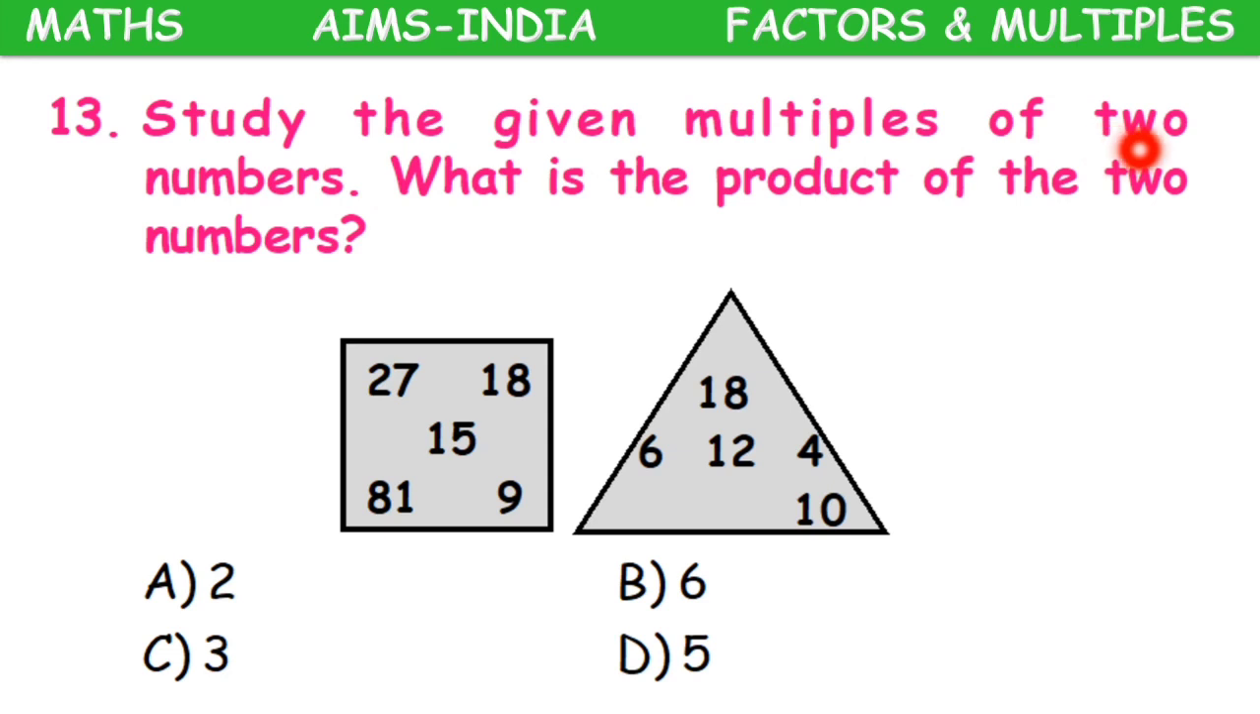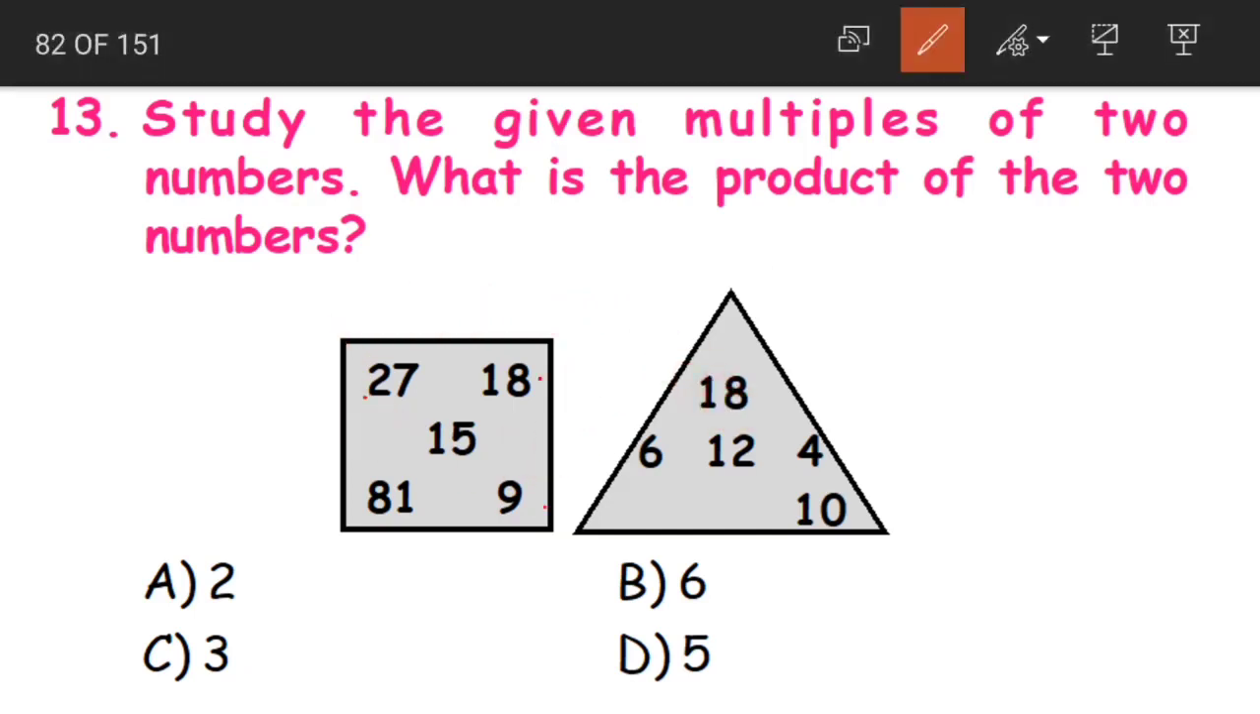Next, study the given multiples of two numbers. What is the product of the two numbers? See, here we are having two boxes. Now the numbers in the box are 27, 18, 15, 81 and 9. These are the multiples of which number, children? These are the multiples of 3. 3 threes are 9, 3 fives are 15, 3 six are 18, 3 nines are 27. Yes. So all these are our multiples of the number 3.